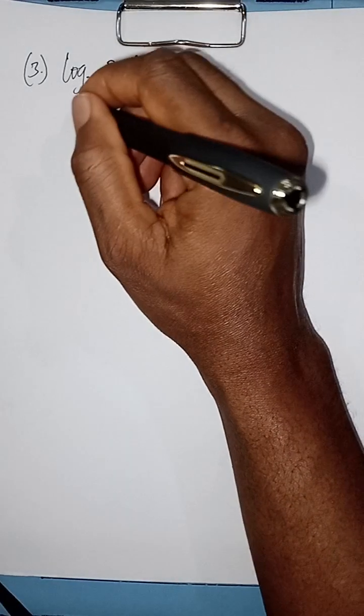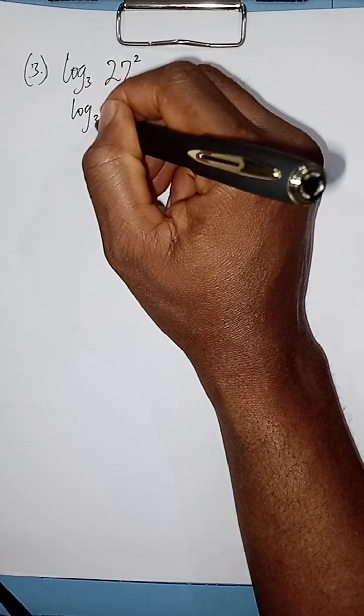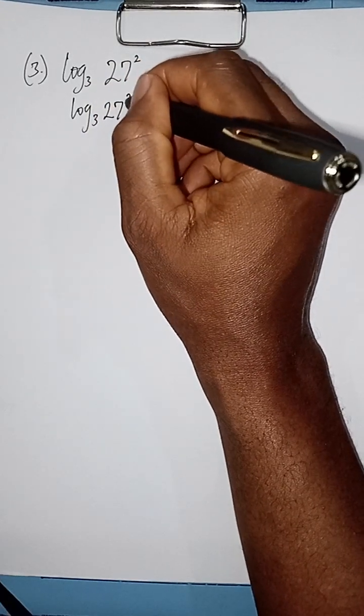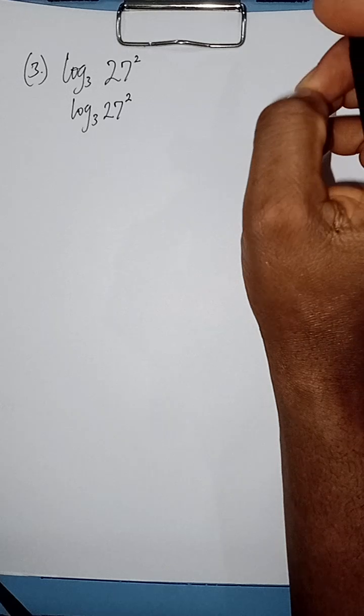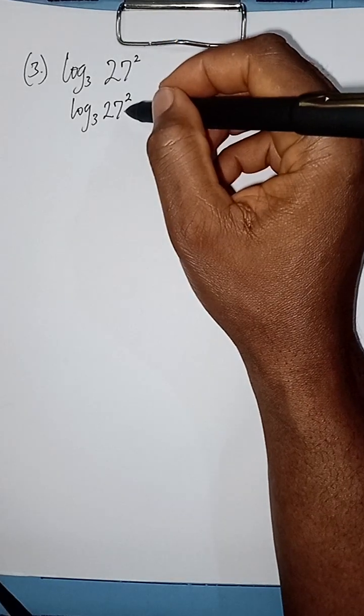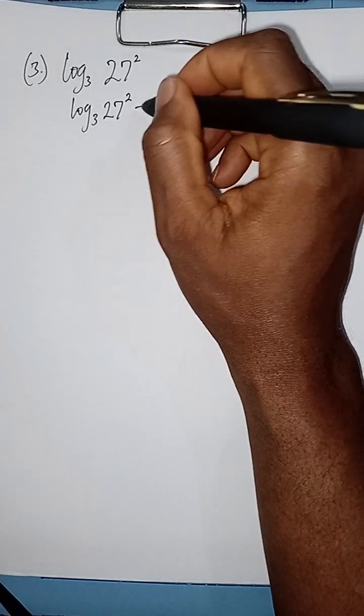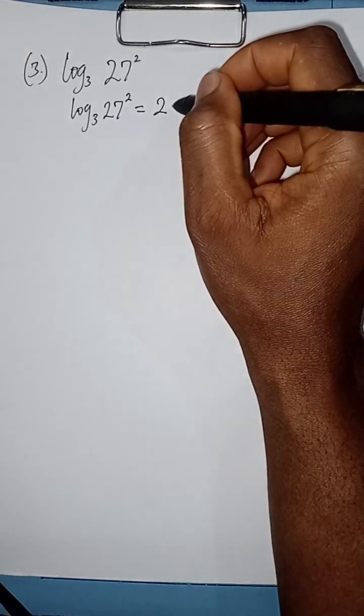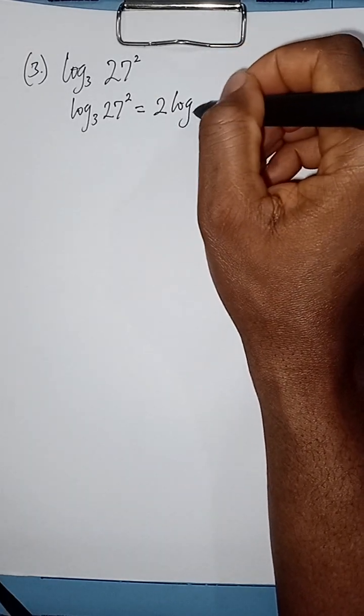Now let's check out number 3 example. Log 27 squared to base 3. So this is log 27 that is squared. Now, it is possible for me to rewrite this to become 2 log 27 to base 3.